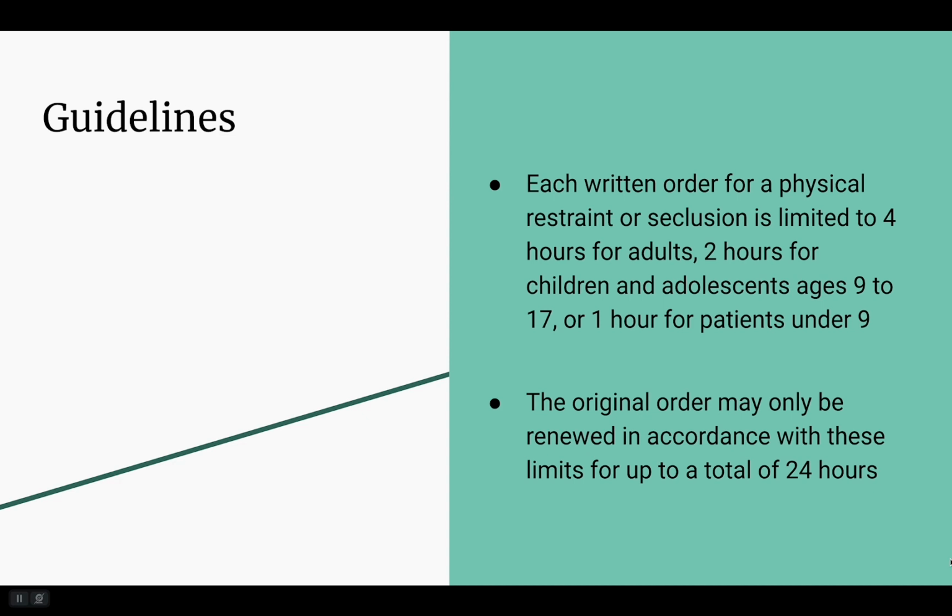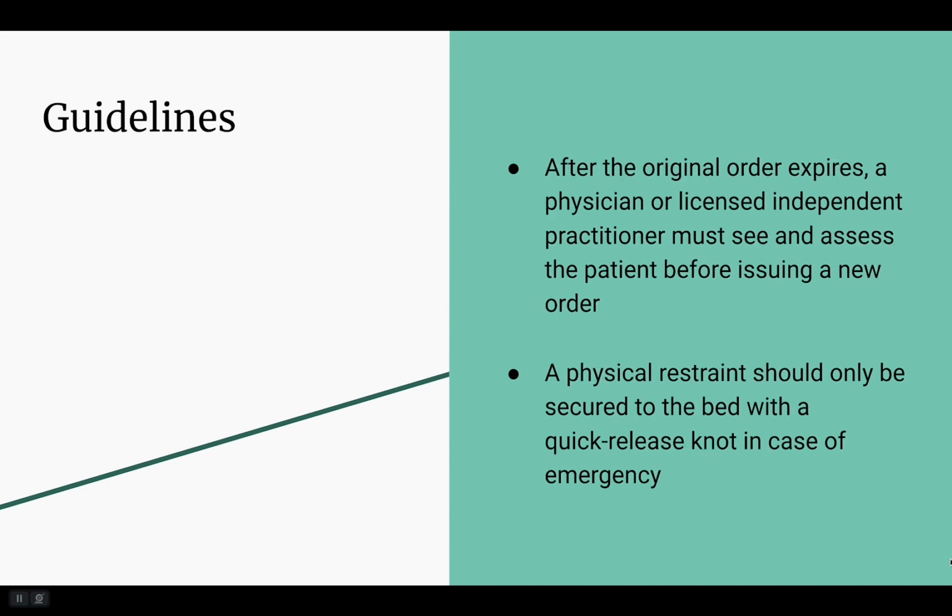Each written order for a physical restraint or seclusion is limited to 4 hours for adults, 2 hours for children and adolescents ages 9 to 17, or 1 hour for patients under 9. The original order may only be renewed in accordance with these limits for up to a total of 24 hours. After the original order expires, a physician or licensed independent practitioner, if allowed under state law, must see and assess the patient before issuing a new order.